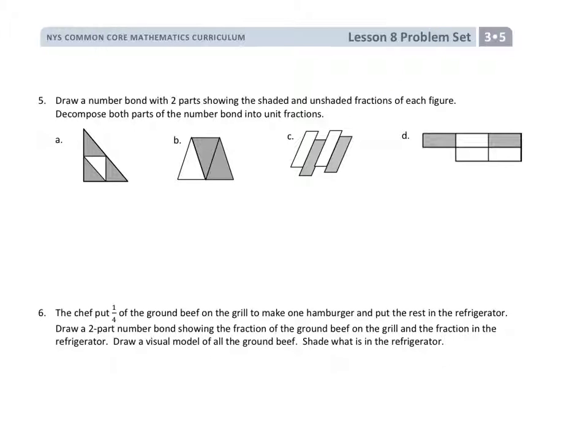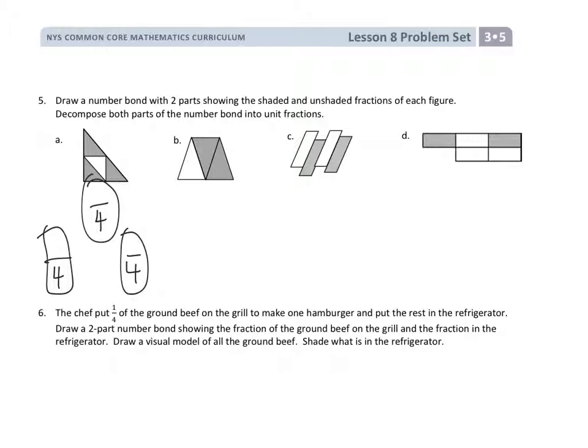Okay, so here we go. The first part, we know we have 1, 2, 3, 4. So we have 4 pieces. So we're going to start with 4, and then we're going to have 4 and 4. Right? This is our number bond.